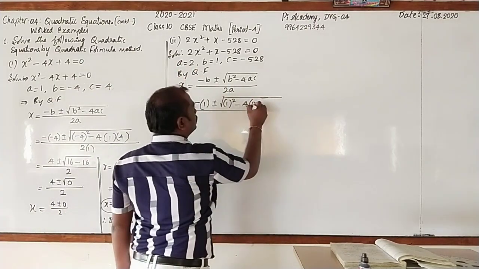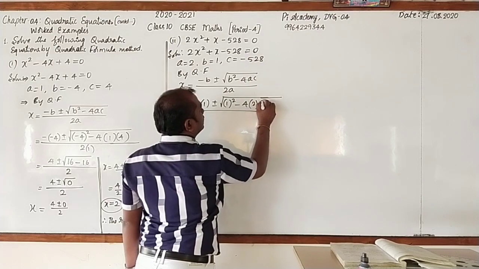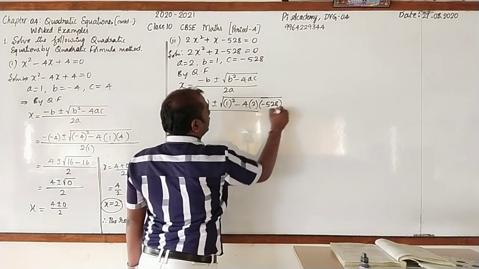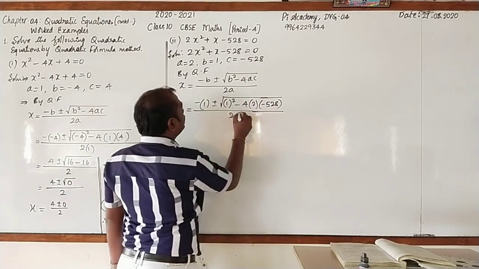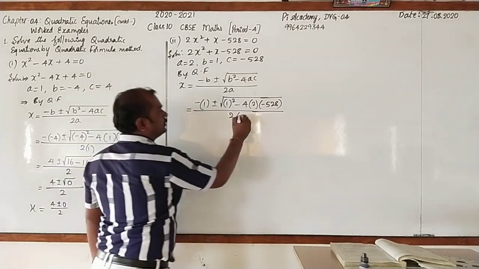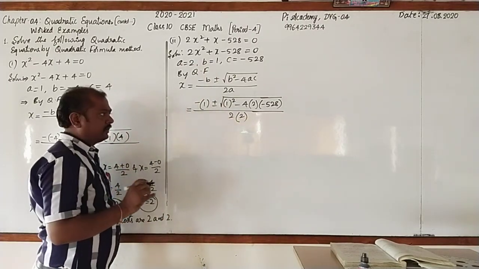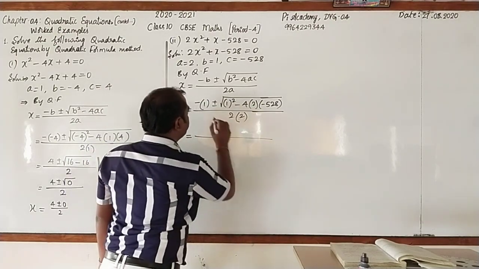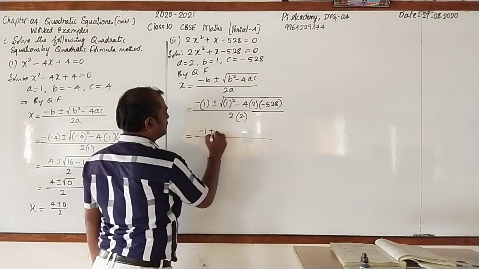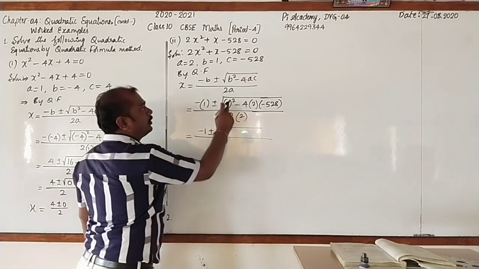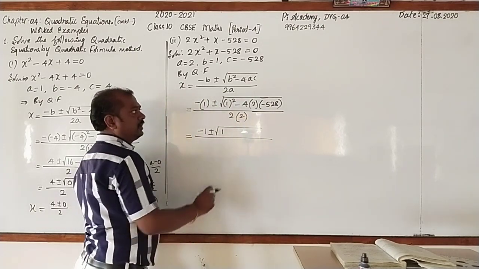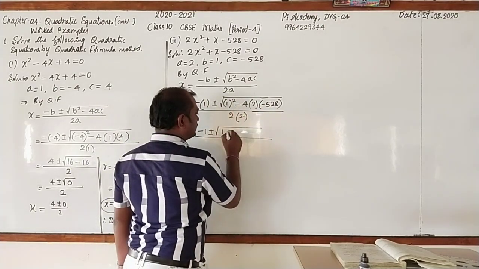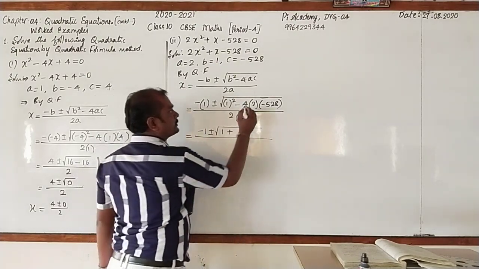a is 2 and c is minus 528, divided by 2 into a, which is 2. Clear? x is equal to, simplify, minus 1 plus or minus square root of 1 square is 1. Now this is minus into minus, plus.